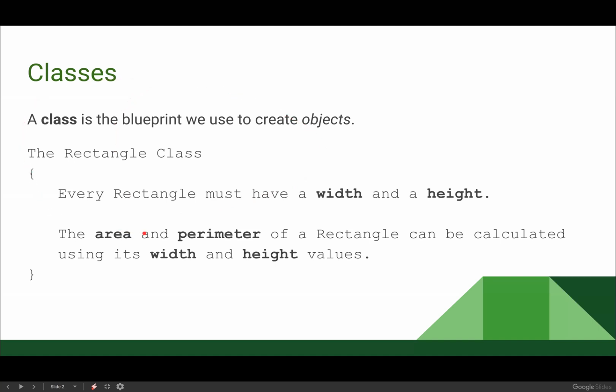So our rough pseudocode class that we talked about last time was our rectangle class. We said that every rectangle must have a width and a height, and then the area and perimeter of a rectangle can be calculated using its width and height values. So there was our blueprint for our object. There's our class. And now let's look at what that would actually look like if I fully wrote it out in my code.